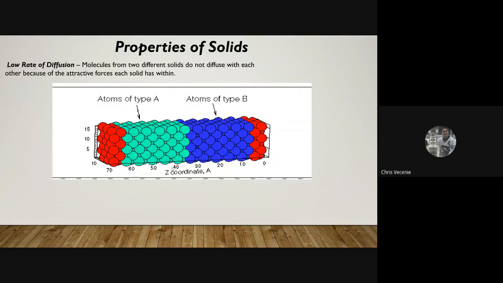Also, staying on the theme of the strength of intermolecular forces, we said that solids can't diffuse. They don't mix with each other very well because the blue particles are so strongly bonded together, whether it be through ionic or metallic bonds or the covalent IMFs like hydrogen bonding, dipole-dipole, London dispersion, that they can't break away and infiltrate the next-door neighbor in the red or the aqua-colored green that you see there.